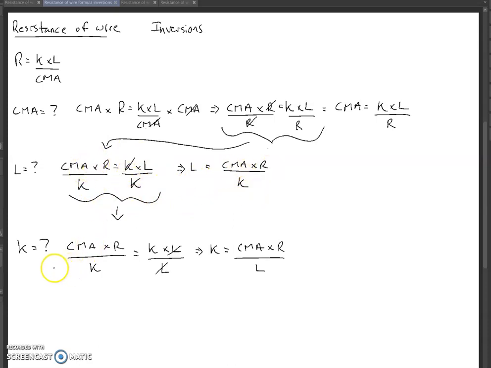And just to finish it up, K, do the same thing, start from this point. We want to get K by itself, cancel out L, and we have K equals, just a little correction right here, L cancels out. So K equals CMA times R over L.